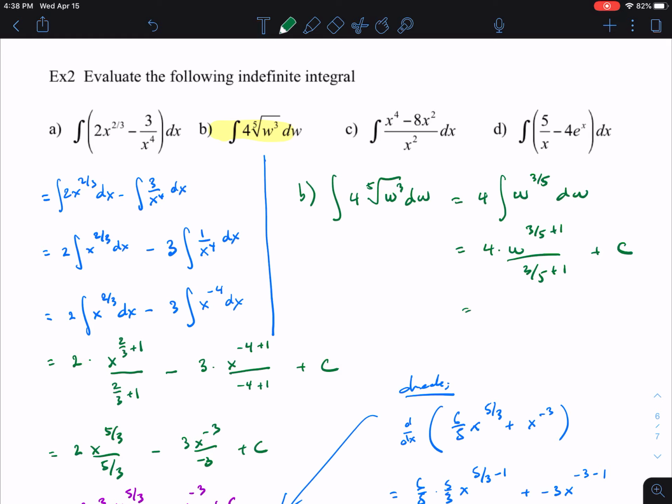Okay, let's see here. 4w to the 6/5 there. And then that's 4 times 5 over 6, so that's 20 over 6. That reduces to 10 over 3. So 10/3 w to the 6/5 plus C. And that should be the answer for part B.